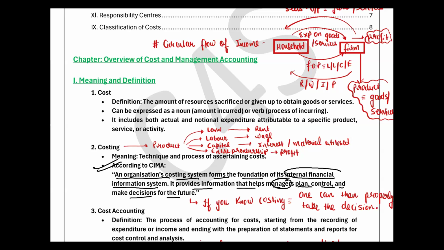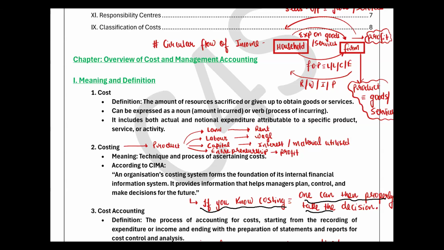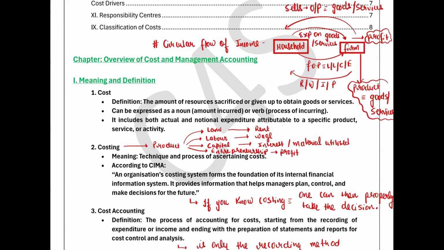So basically costing is the technique and the process of ascertaining all cost. Is it clear? Once he gets the proper information of costing for having an industry, it can help the managers to plan, control, and make decisions for the future, right? So that's what has been written. If you know costing, one can properly take decisions. I hope till here it is clear, and the basic difference between cost and costing is very much clear to everyone.